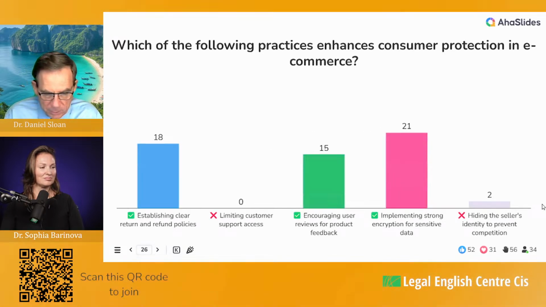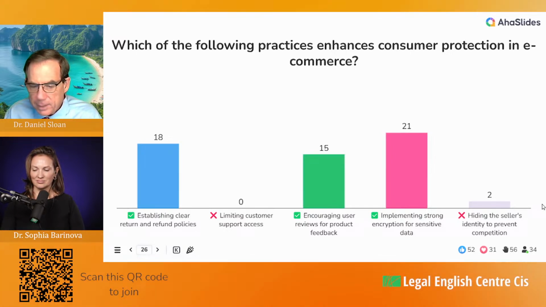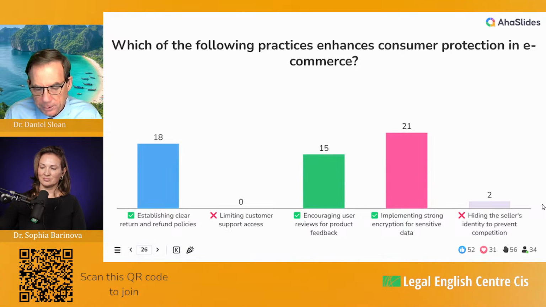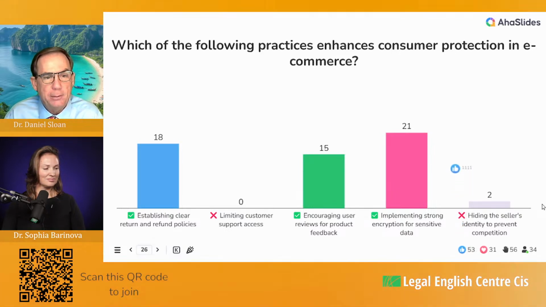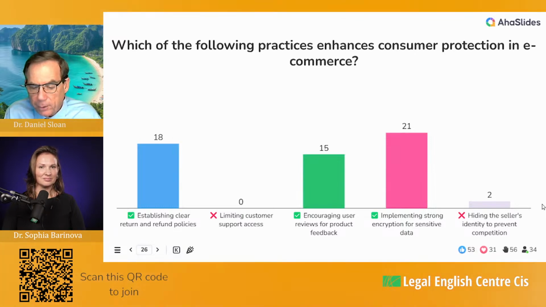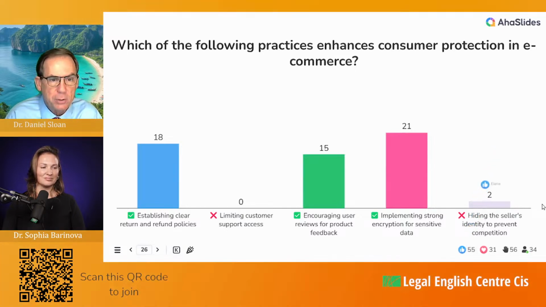We have three answers. Establishing clear return and refund policies. That is a good practice for enhancing consumer protection. Encouraging user reviews for product feedback. If we find that there's a third party on our platform, we want to know if they are not acting in an ethical and legal manner. That's good. And implementing strong encryption for sensitive data so that we don't have, as was spoken of earlier, addresses and identities of children or credit card information or anything we feel should not be disclosed.